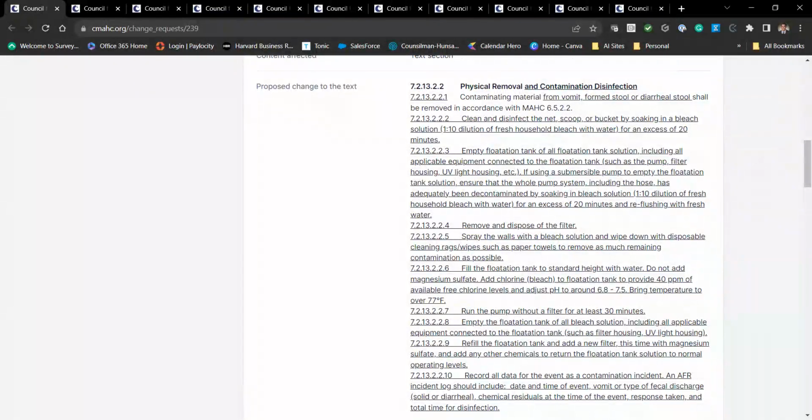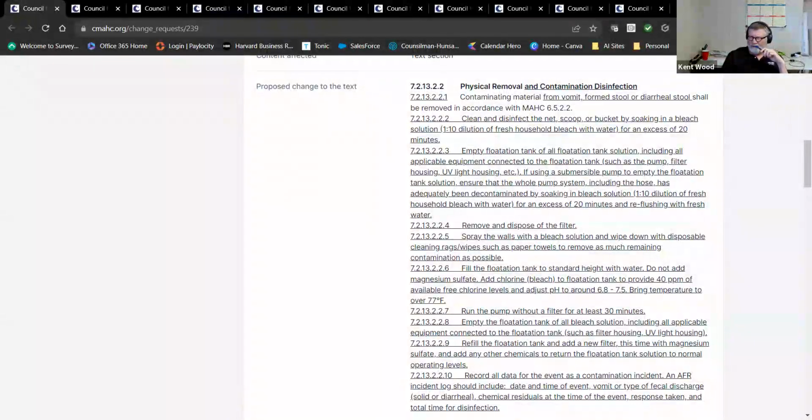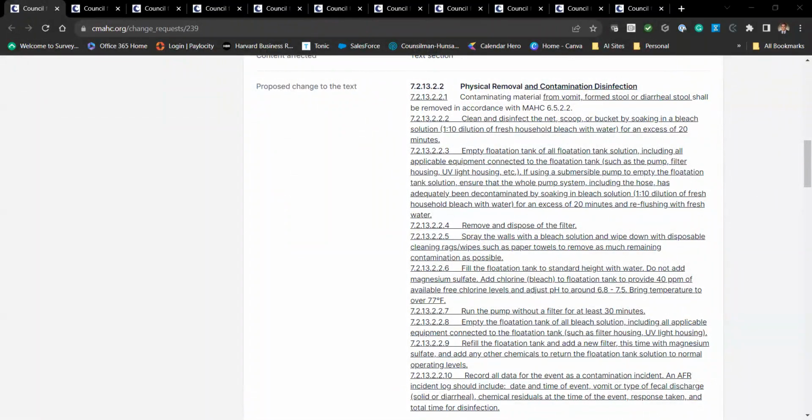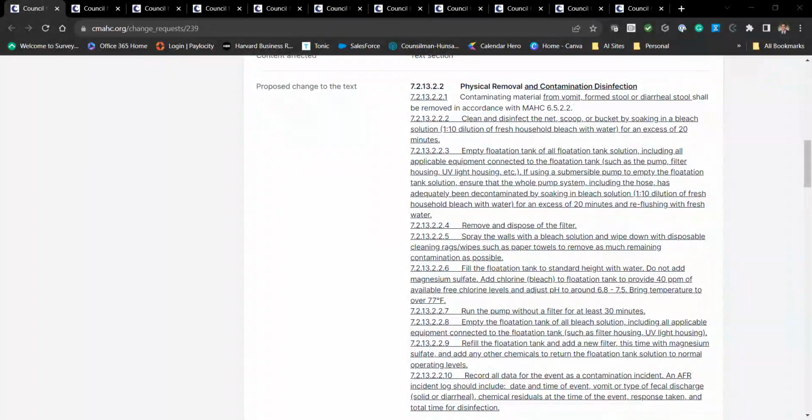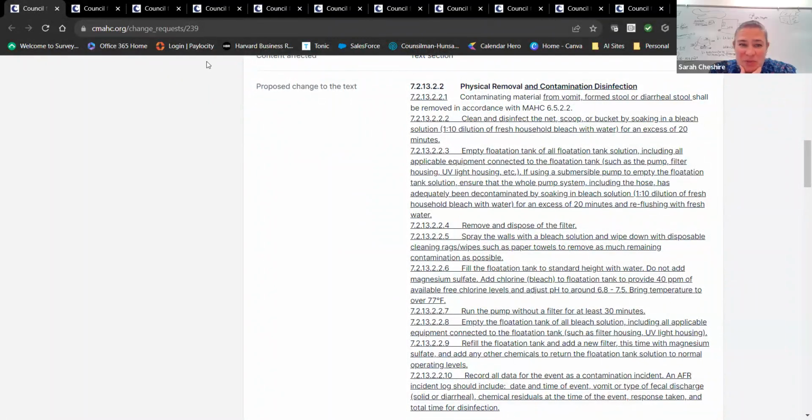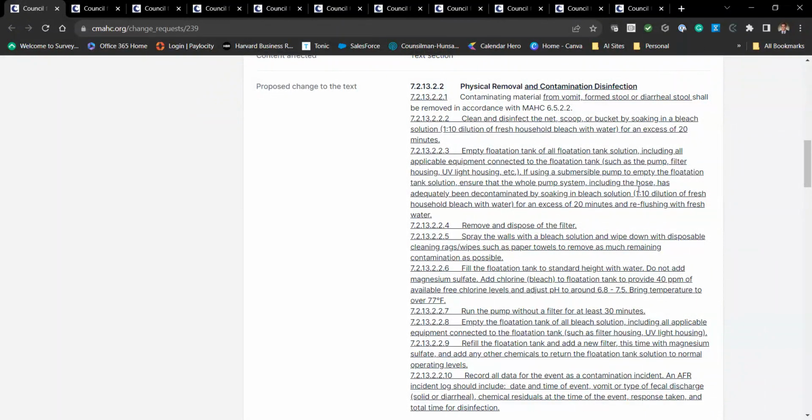Do we have anything in there, after it's been drained, that the inside of the tub needs to be disinfected? I think that's what the whole procedure is, how to disinfect it before you add more salt. And then you get rid of it, remove it, and then clean the empty float tank. You are spraying the tank walls with a bleach solution, wiping down with disposable cleaning rags. Yeah, so you are cleaning it. That's what I wanted to see. There we go. Okay.